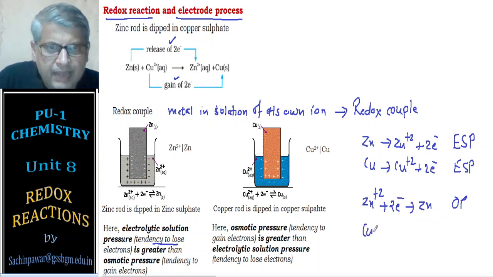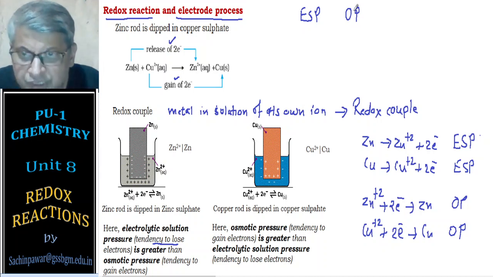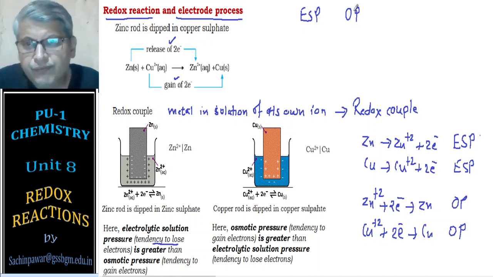So the same thing can happen for copper plus 2 ion also. Copper plus 2 ions can gain 2 electrons to form copper. So osmotic pressure. So two tendencies are working. One is called electrolytic solution pressure, another is called osmotic pressure. Now which pressure is more is very, very important to decide the reaction happening in the redox couple, that is the metal dipped in its own ion.